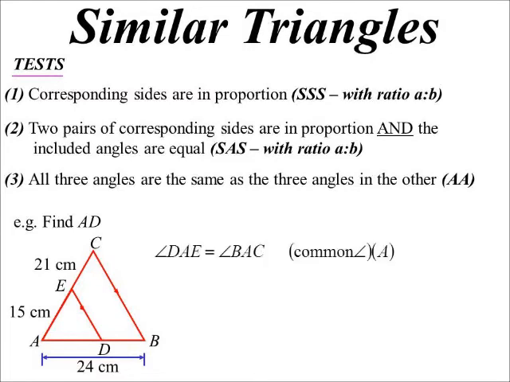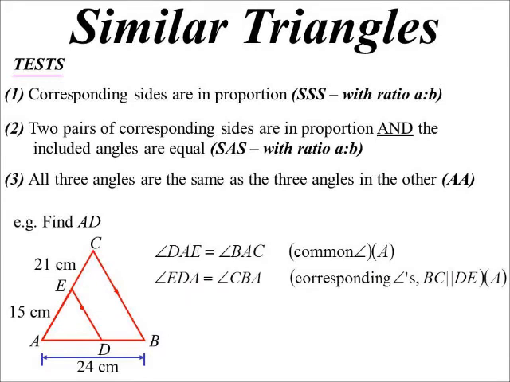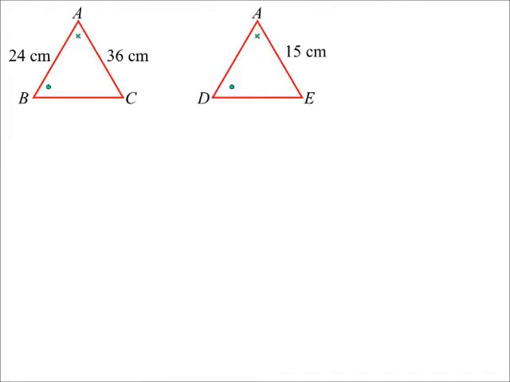I'd say, okay, well, look, I know DAE and BAC, well, it's the same angle. So I've got a common angle. And EDA and CBA, corresponding angles. I've got two angles. Fantastic. Yes, they're similar. Angle, angle. Now that I know they're similar, I can set up the ratio.